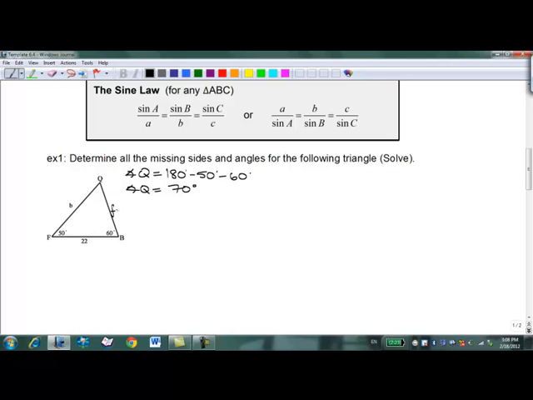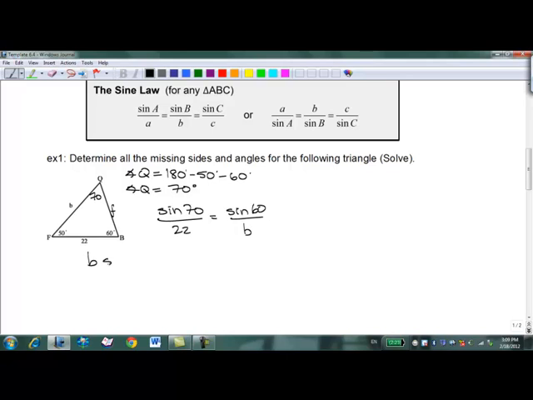Let me label this side as small f. Now we can use the sine law. Let's try looking at that 70 degrees, which is Q. Because Q, we know its opposite side, it's 22. So let's set up the stuff for Q. So Q is sine 70 over 22. And let's figure out angle B, which is 60 degrees over small b.